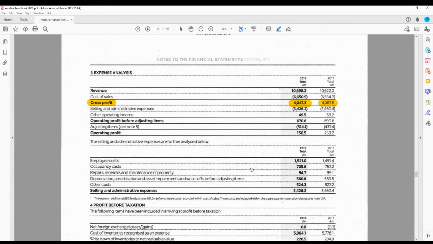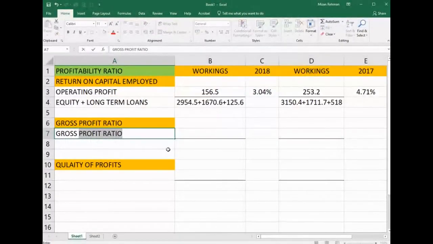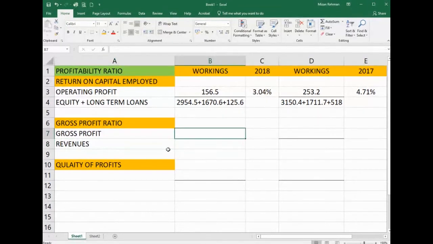The second figure was revenue, which, well, we already know is in the income statement, but we can use this figure too. So we got both the figures which we needed for our calculations. So now we can go back to our Excel. I'm looking for gross profit, and the second figure is revenues.